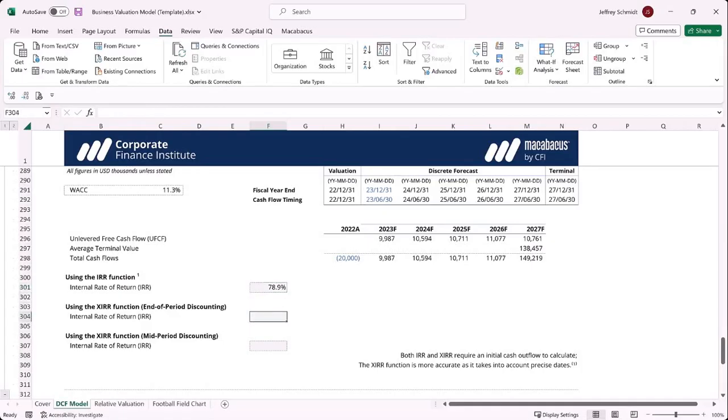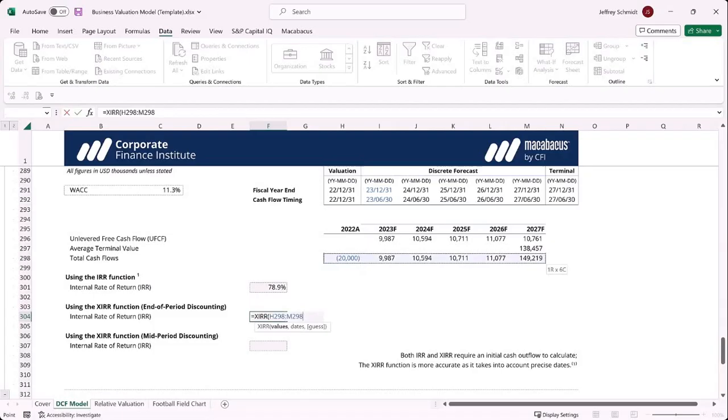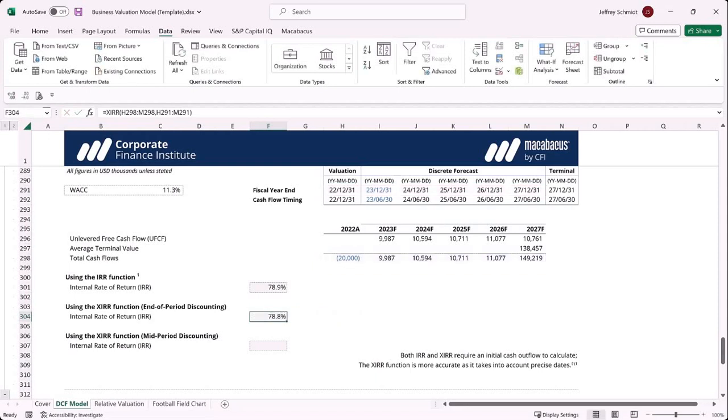Now let's use the XIRR function, and we're going to assume the end of period discounting. So we still capture our cash flows first, and then we will grab our dates. And again, since this is the end of period discounting, we use the fiscal year end. So we select, again, our cash flows and then our dates, and we get 78.8. These numbers might look a little familiar based on the exercise we did earlier.